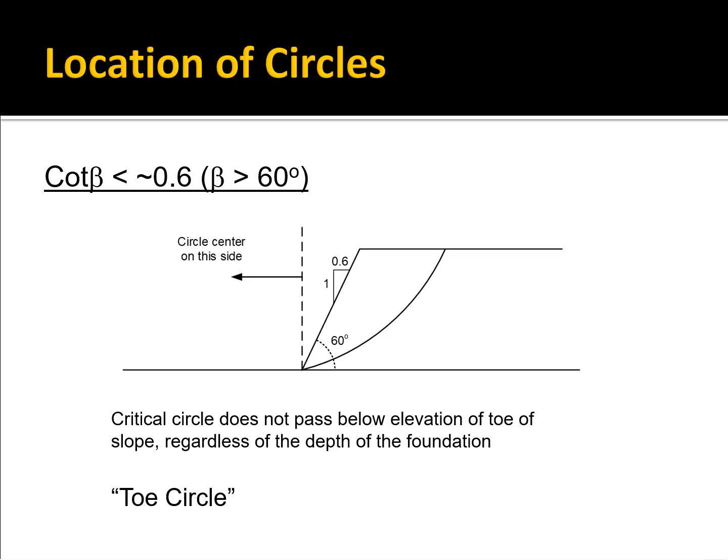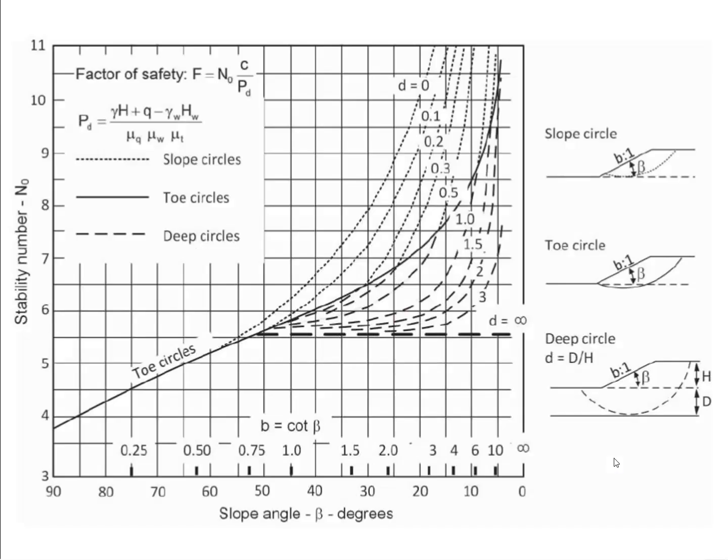If you have a very steep slope where the angle is greater than 60 degrees, or the slope factor is less than 0.6, in other words, really steep slope, then you'll have a toe circle, and no matter where this foundation is at the bottom, whether it's right here or deep, it will always go through the toe of the slope. And so we can guarantee that's a toe circle, and that corresponds to this region right down here. Doesn't matter what the depth factor is, it's always a toe circle.